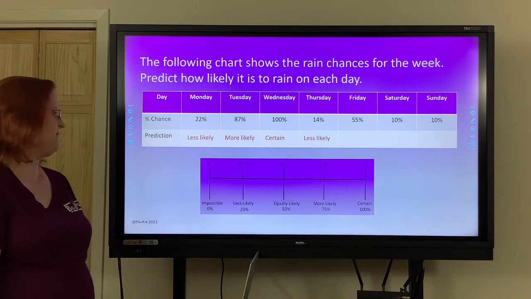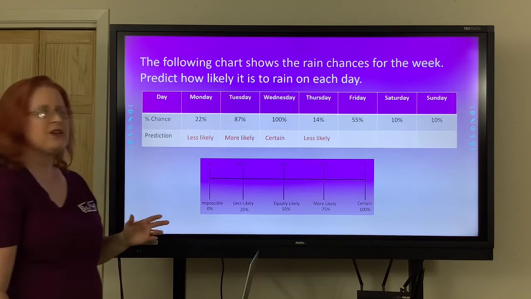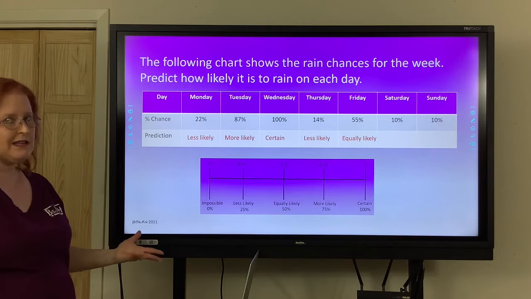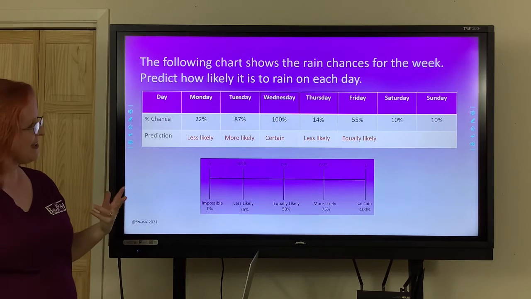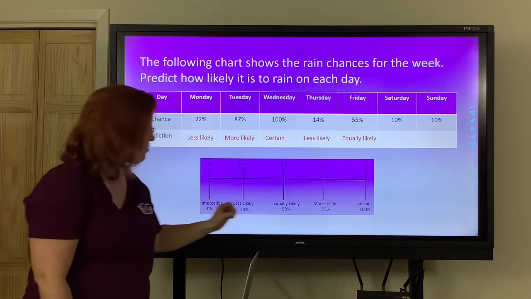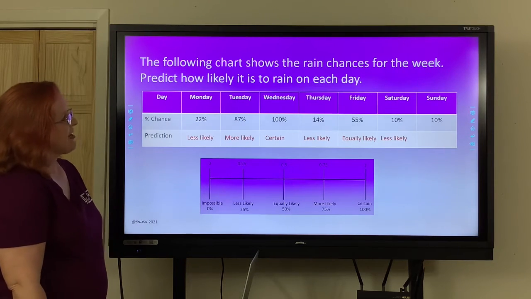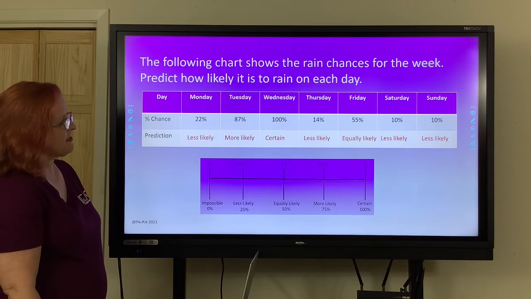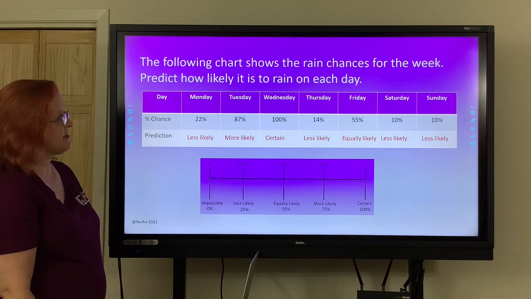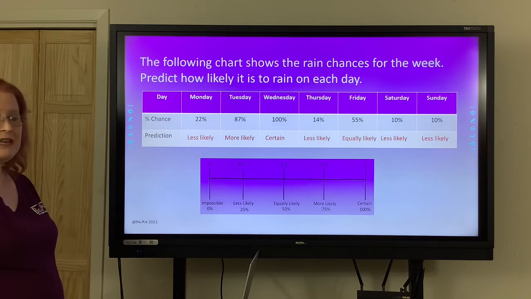55%, okay, 55 is one of those odd ones because it's right after the equally likely. So I'm going to say that it's closer to equally likely or more likely, but you know, it's right there and it's closest to that equally likely. It'll either rain or it won't. And then Saturday with 10% and Sunday with 10% would be less likely chances. Okay, that's our rain chances and how you use probability to make predictions.